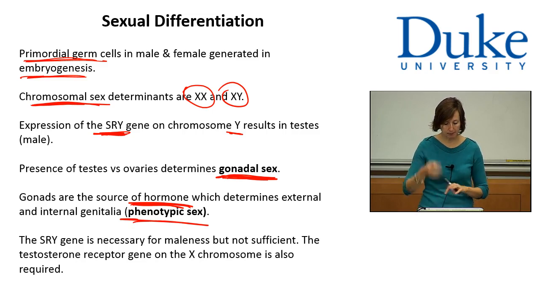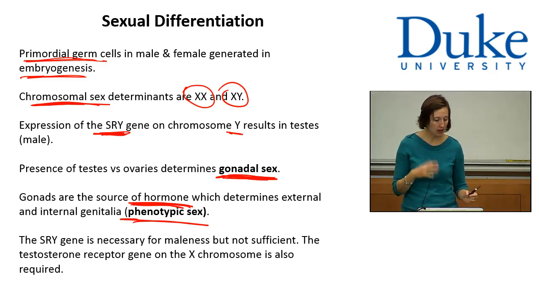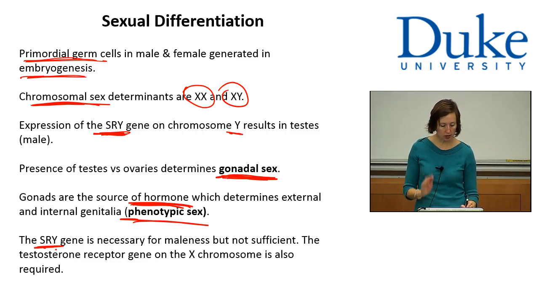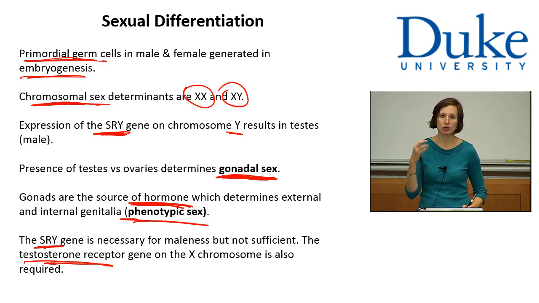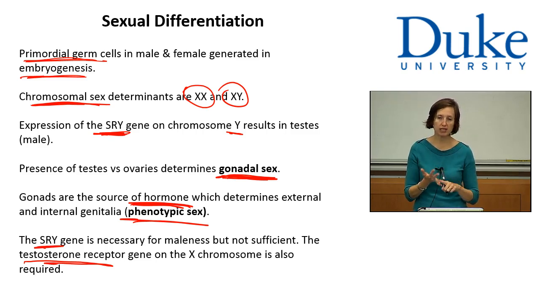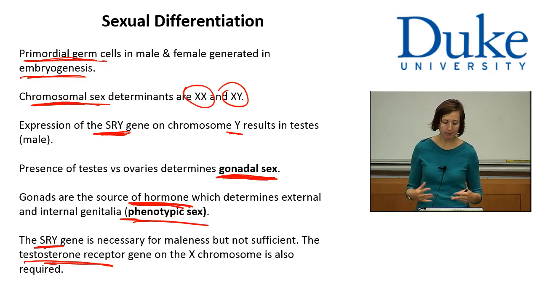So an example of this is that you need the SRY gene so that you can form a testis, but you also need the testosterone receptor in order to appear to be a male. Whether or not you have the normal testis, you still need to be able to form testosterone and to express the testosterone receptor to appear as a male. So there's many steps that are required in order to form properly in terms of gender.